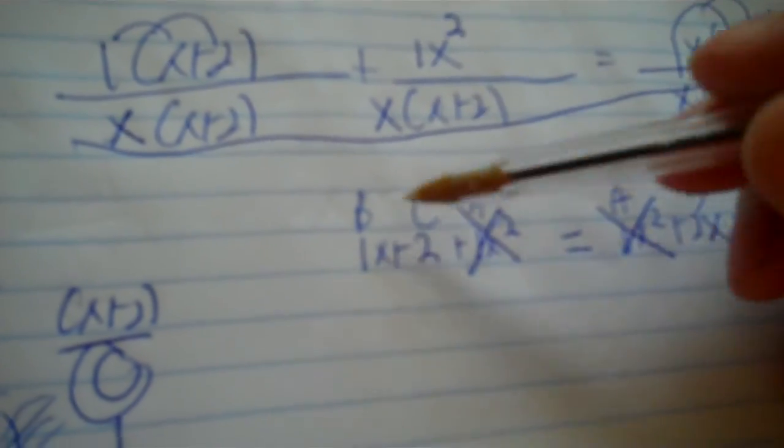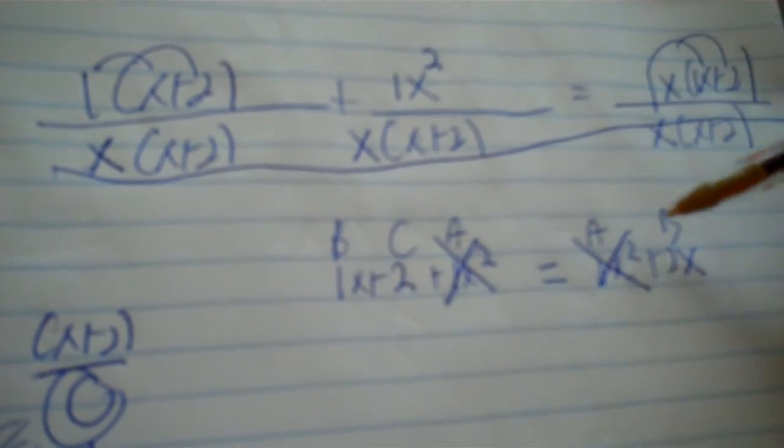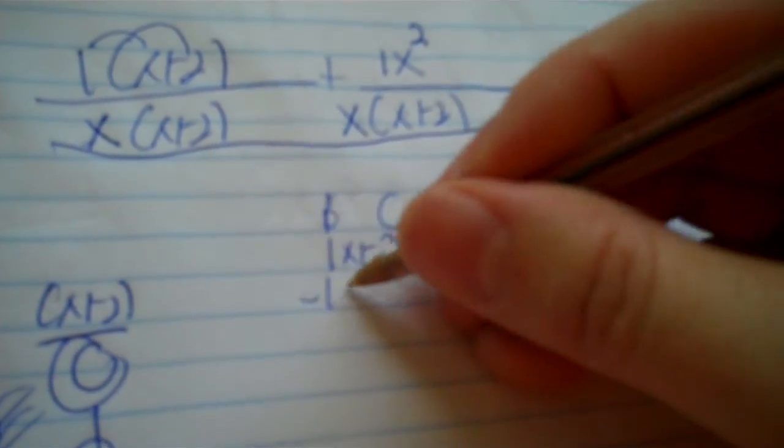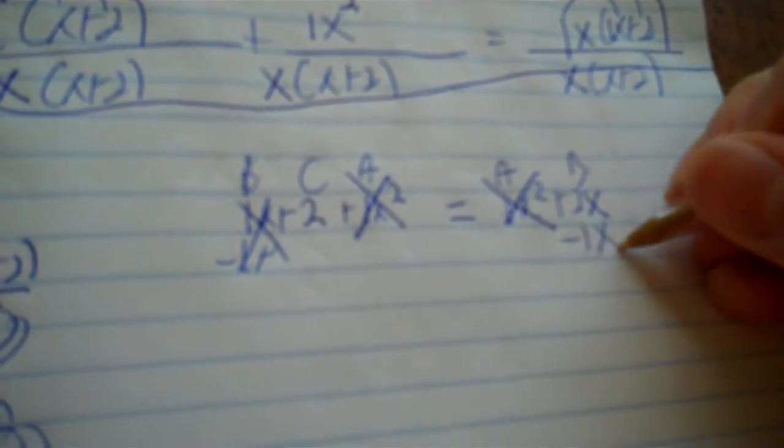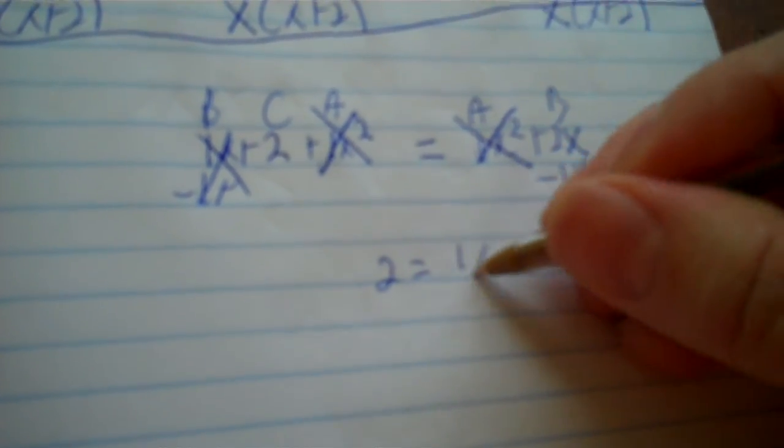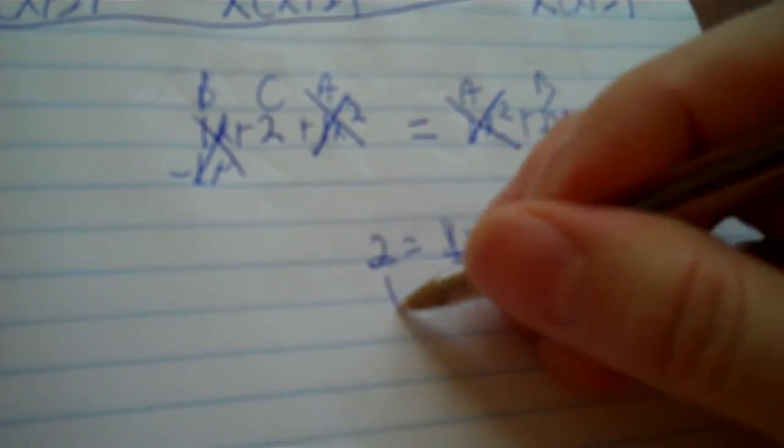Now there's only one answer with b's and c's. You can't combine anything, so you need to pick one of the b's to get rid of. So minus 1x, minus 1x. So 2 is equal to 1x. Divide by 1, you get 2.